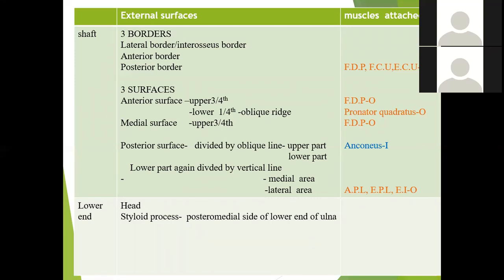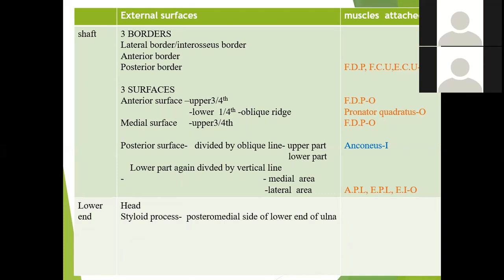So the first muscle is flexor digitorum profundus. Okay, we all know flexor digitorum profundus. This profundus muscle is a bulky muscle, a larger muscle. So this muscle gets its origin from major parts of the ulna. Not only the posterior border, it also gets its attachment from other parts of the ulna. So the first muscle attached to the posterior border is flexor digitorum profundus.